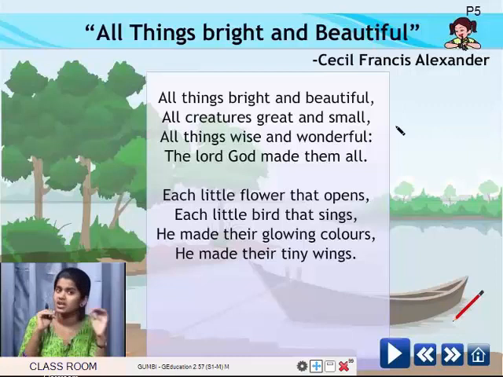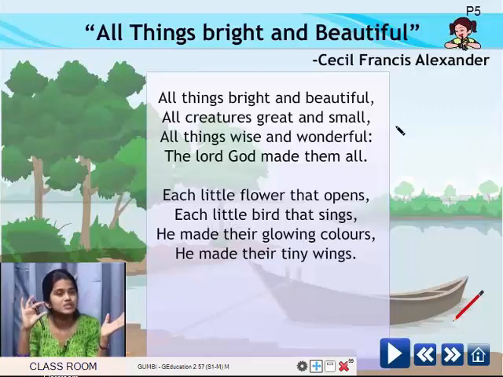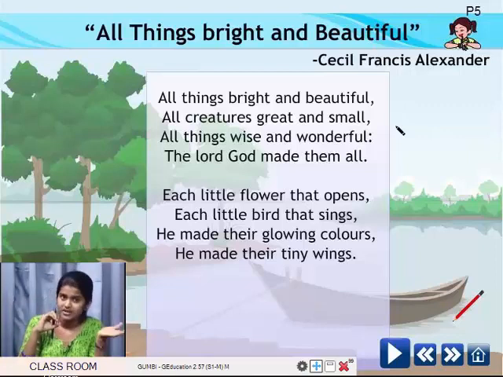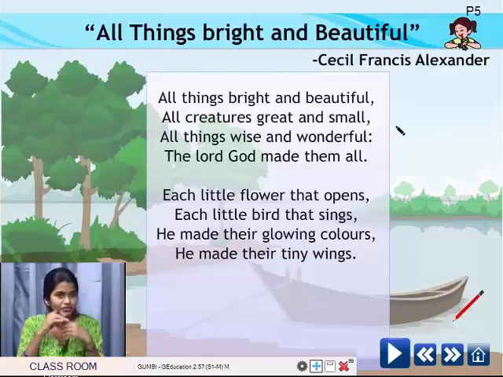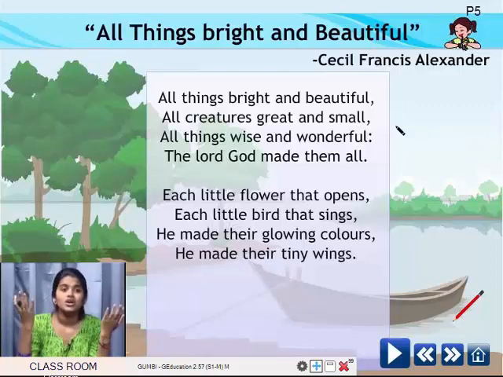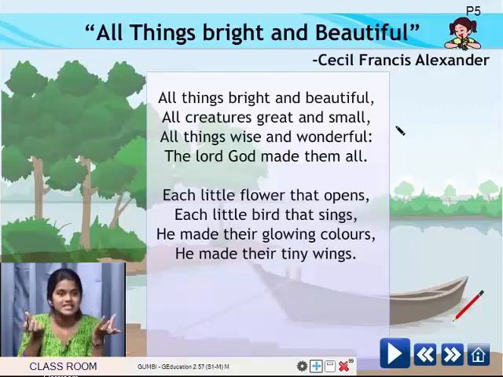All things bright and beautiful, all creatures great and small, all things wise and wonderful, the Lord God made them all. Each little flower that opens, each little bird that sings, He made their glowing colors, He made their tiny wings.